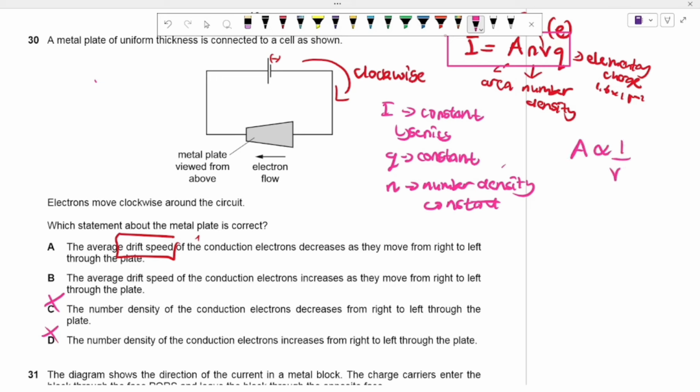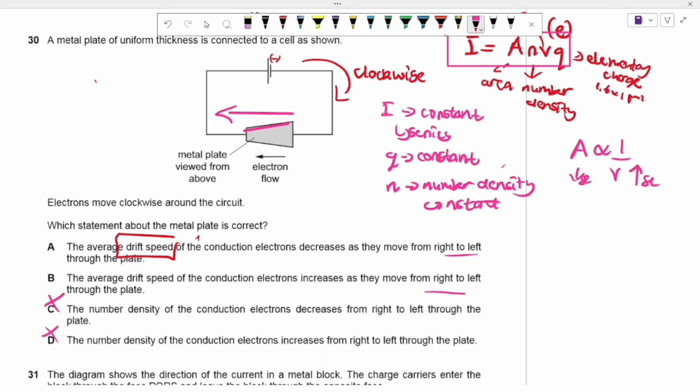So if you're moving from here to here, right to left, you're going to see that the area is actually decreasing. So if the area decreases, it means that V has to increase. The area is very small, so the electrons have to move fast and fast and fast. They know that the area is small.